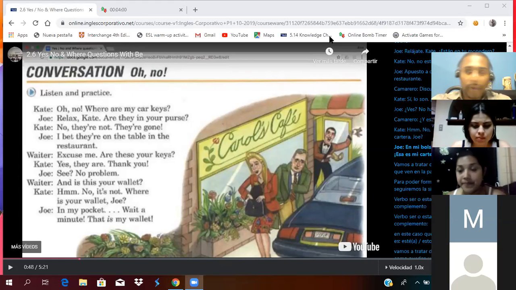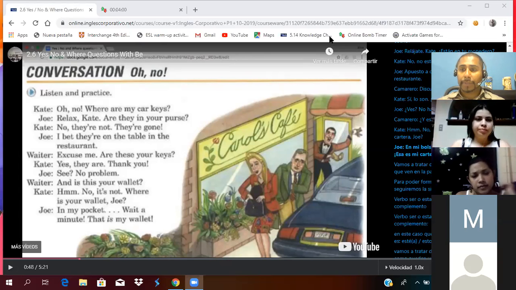That is my wallet. All right, at this moment, does anybody have any questions referring to this vocabulary? ¿Tiene alguna pregunta sobre este vocabulario? La pronunciación o tal vez el significado de una palabra. Roxana Cornejo levantó la mano. Dígame, Roxana.